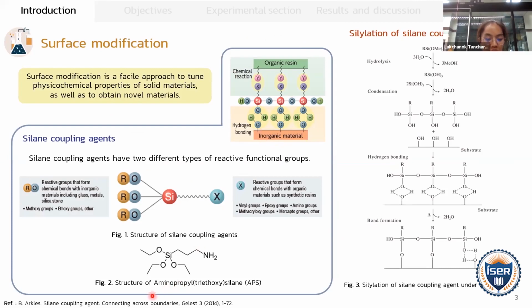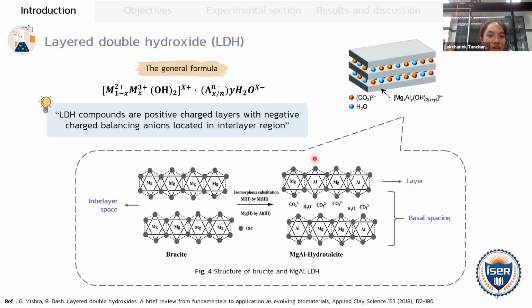An example of a silane coupling agent is aminopropyl triethoxysilane, or APS. The silane can be hydrolyzed to form silanol groups, and then the hydroxyl groups on the solid surface can condense with the silanol groups by hydrogen bonding to form a siloxane network. Also, layered double hydroxide, or LDH, is commonly used as a solid material for the coupling process with silane.